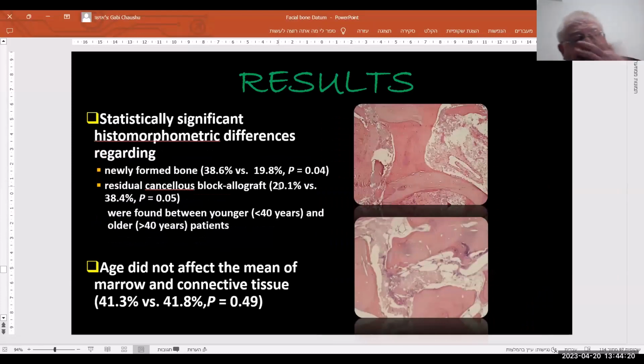This will continue remodeling afterwards, and of course, we'll gain more new formed bone and less cancellous bone. But for 4 months, this was the result. And an interesting finding was that newly formed bone was much higher in the younger, and residual cancellous graft was much lower in the younger. Marrow and connective tissue was basically the same.